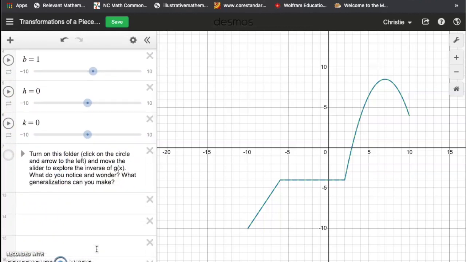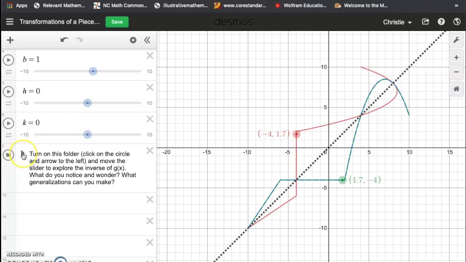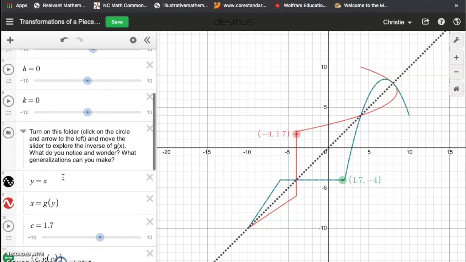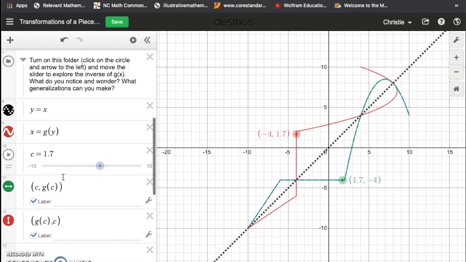For this video, we'll scroll down and find line 7 that says to turn on this folder. And in order to turn it on, you need to click not only the circle, but I also want you to click the drop-down arrow so that you can see the controls that we will play with here for the inverse of the function g of x.